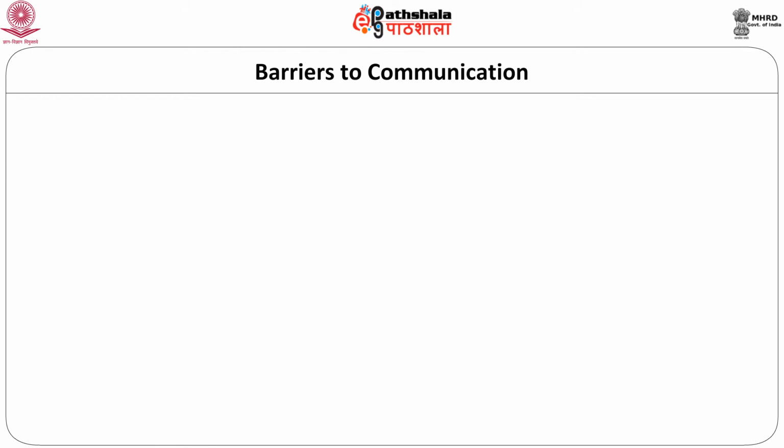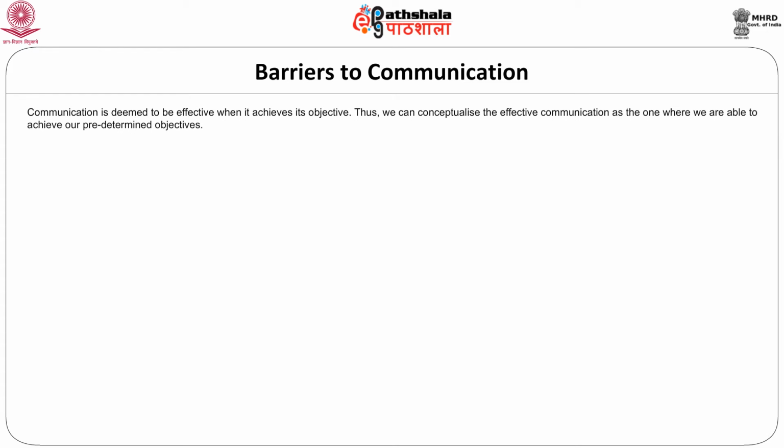Okay, now we define what the barriers to communication are and we will discuss them in detail. As you all know, communication is deemed to be effective when it achieves its objectives. We can conceptualize communication as one wherein we are able to achieve our predetermined objectives. We communicate for so many purposes. Sometimes we seek information, sometimes we want to give information. No matter how good an effort we make to communicate, often some barriers do affect our acts of communication.